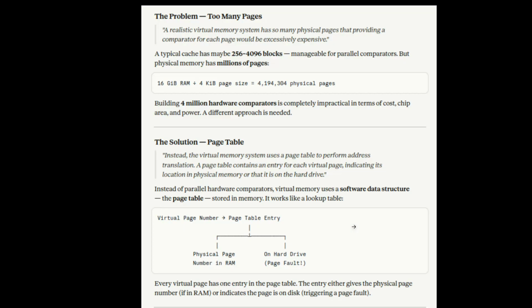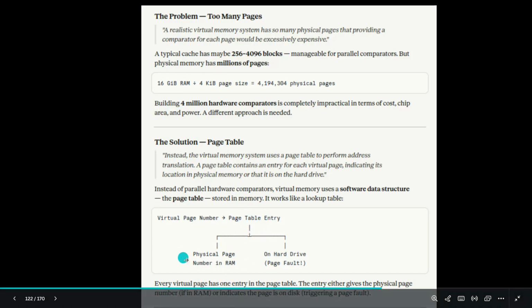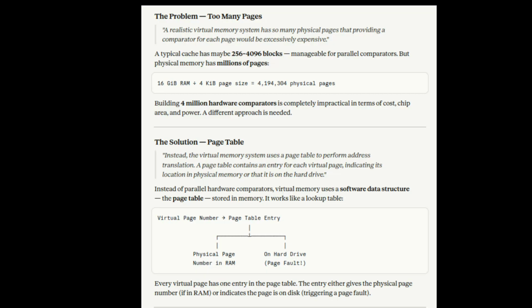Expensive. That would be expensive, because a lot of hardware is needed. So in order to prevent that, the solution is the page table. A page table is an entry which contains a physical page number in RAM and on the hard drive. That means the virtual page's physical page number would be present in that page table. So instead of a comparator, what we are using is a page table.